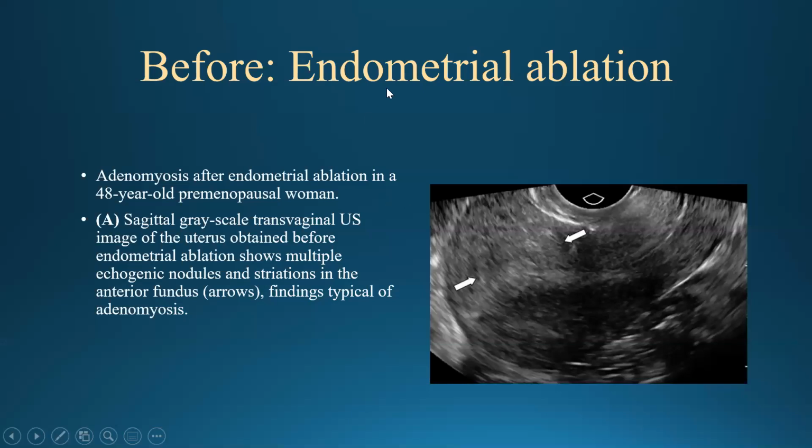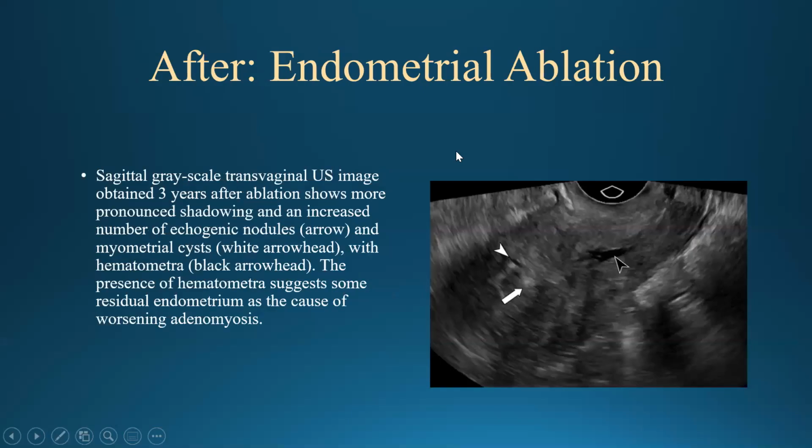So if before endometrial ablation I do a transvaginal ultrasound and find this picture, I know that this patient has adenomyosis, and maybe this is a cause of the abnormal uterine bleeding that she has. We did the endometrial ablation to destroy the basalis layer. And this is the picture after the endometrial ablation. We're gonna see this up to 3 years after the ablation.